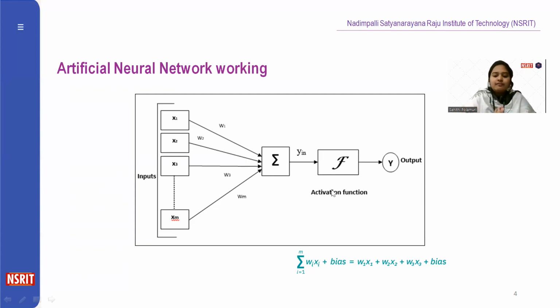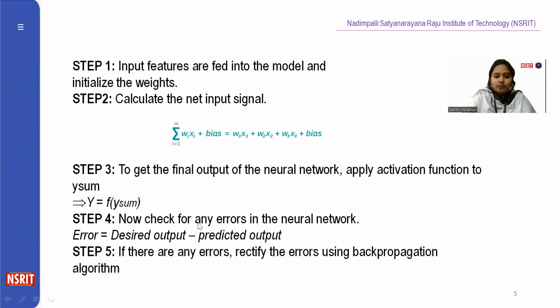For example, if I want my output to be in a binary format, like yes or no, like 1 or 0, in those cases I have to apply an activation function called binary activation function. If I apply a binary activation function here, then my output will be either 0 or 1, either this or that. After getting the final output, the next step is we have to check whether there are any errors in the neural network.